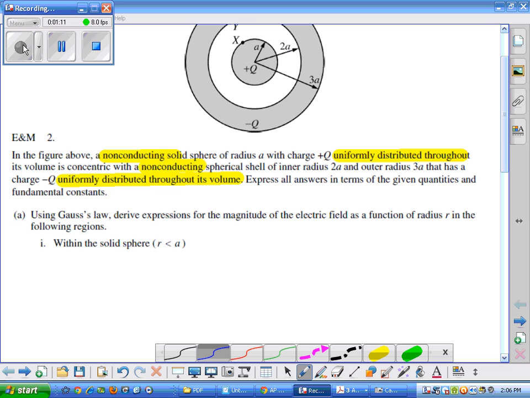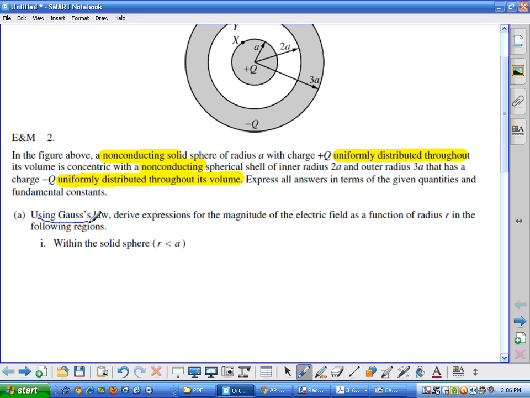So the first thing that you're asked to do is derive an expression for the electric field in different regions. The first region that they ask for is within the solid sphere. Again, you're going to need to use Gauss's law. This is going to be important. Because they say use Gauss's law and derive expressions, just writing down the answer is not going to be enough. You definitely need to make sure that you write down Gauss's law and that you use Gauss's law.